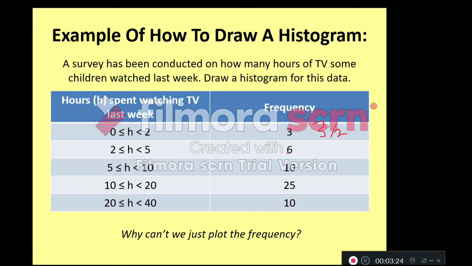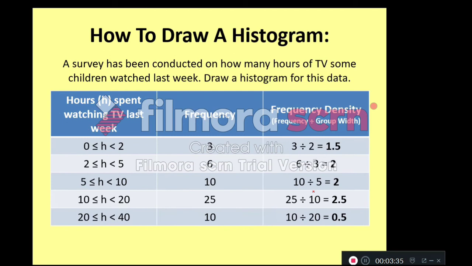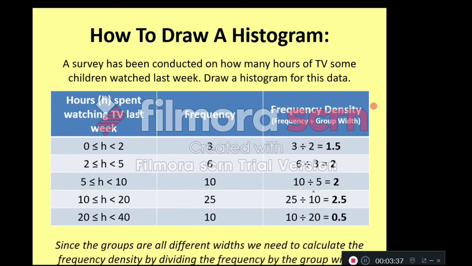Which is 1.5. Yeah. My next one, my frequency is 6. My class width is 3 because 2 to 5 is 3. So it's going to be 6 divided by 3, which is 2. My next one, I've got 10 divided by 5, which is also 2. Then 25 divided by 10, which is 2.5. Then 10 divided by 20, which is 0.5.